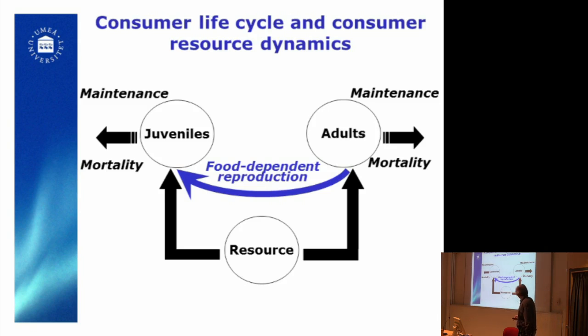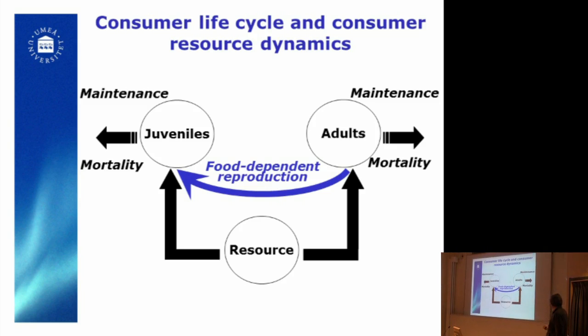So, if we consider a consumer life cycle consisting of juveniles and adults feeding on a resource and having mortalities, their maintenance, both stages. This is kind of what unstructured theory is doing. They said that the mortality is a regulatory factor for both stages, and resource level will determine the reproduction. So reproduction is then food dependent.